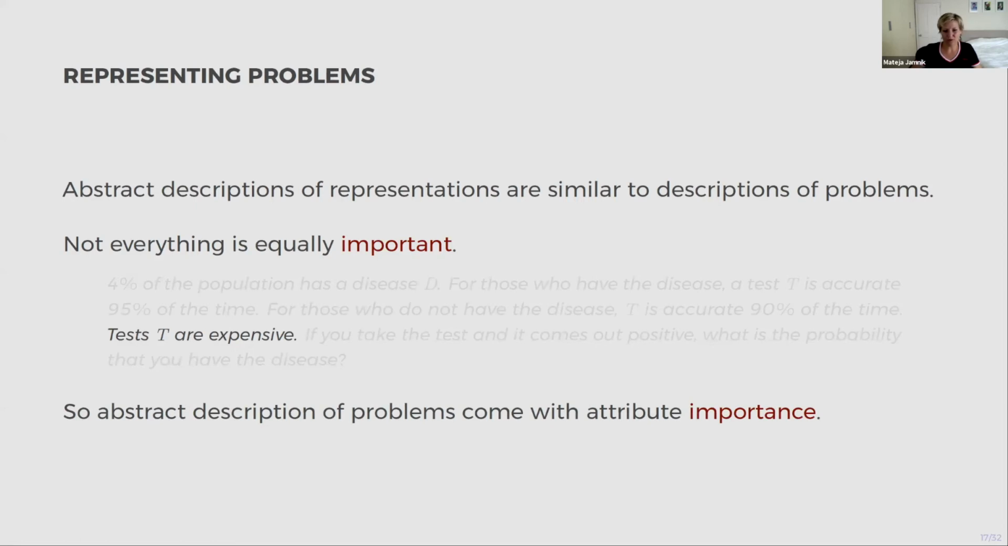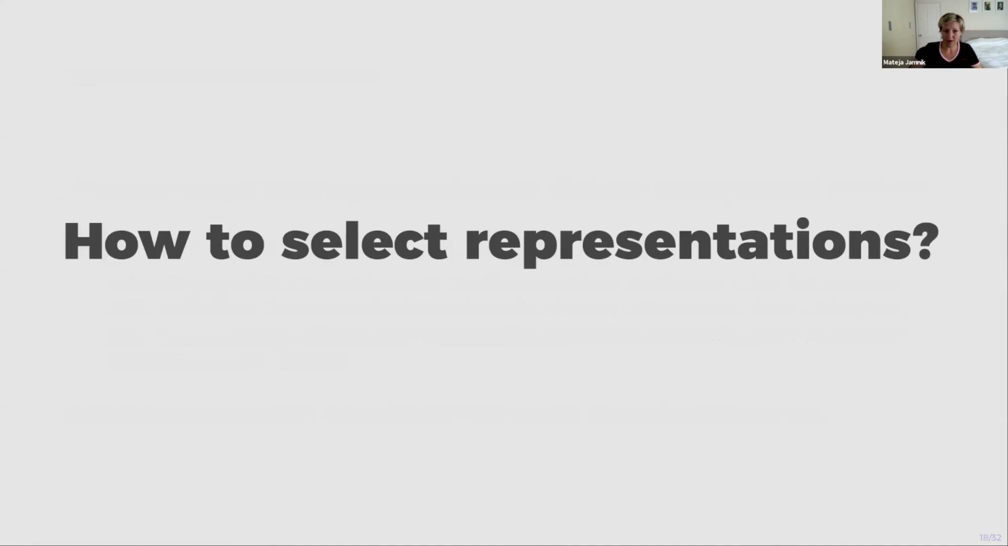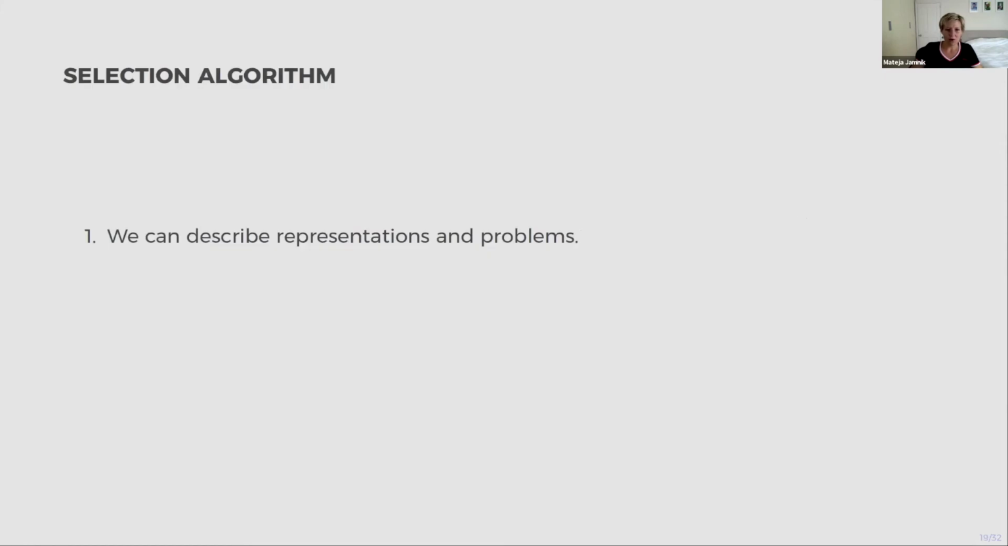So the descriptions of problems come also with this additional attribute, which is called importance. And obviously, the probability primitive is of very high importance, whereas the tests are expensive is not. So we encode this in the concept of importance. Okay, so now how do we go about selecting and analyzing different candidate representations? First, we describe the representations and problems, and I've showed you the language to do so.